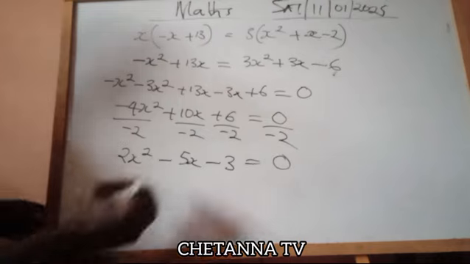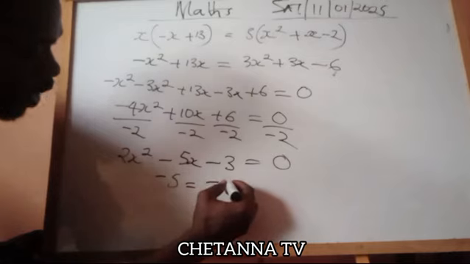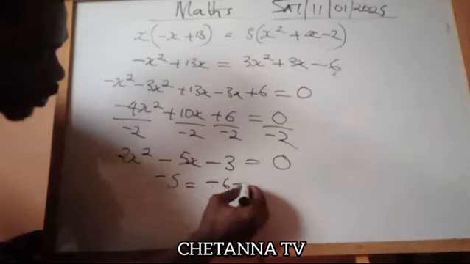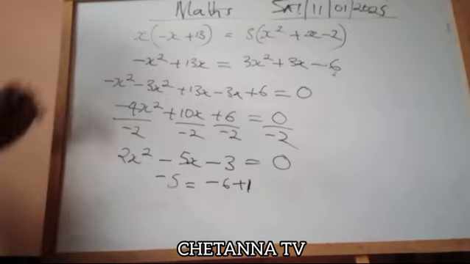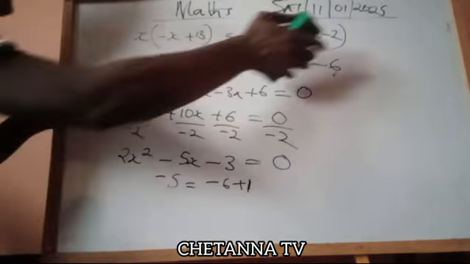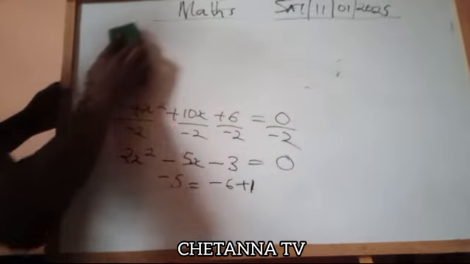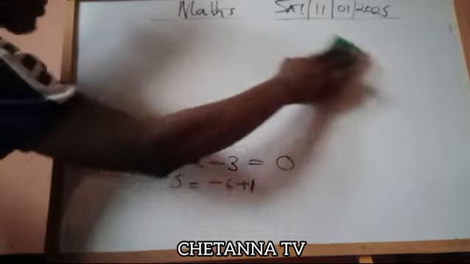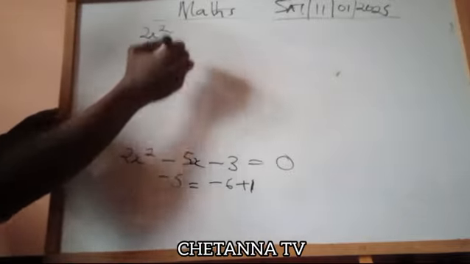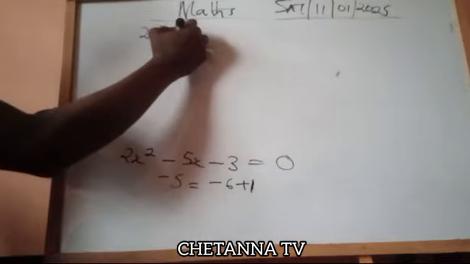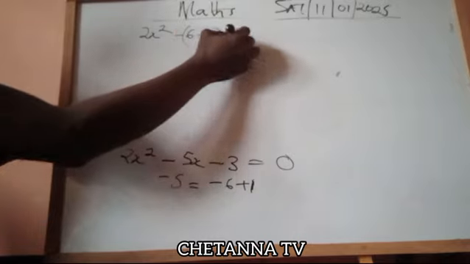So then we can replace minus 5 with minus 6 and plus 1. Right? Yes. Good. So I think it's better we come up. So we have here 2x squared. Let's replace it. Minus 6 plus 1 x, right? Yes.